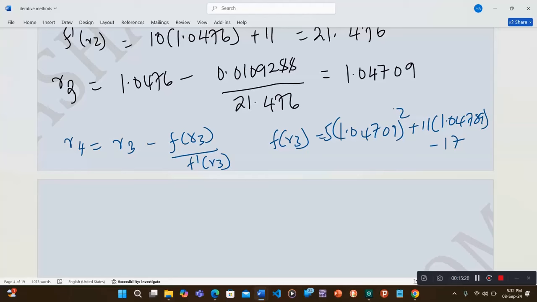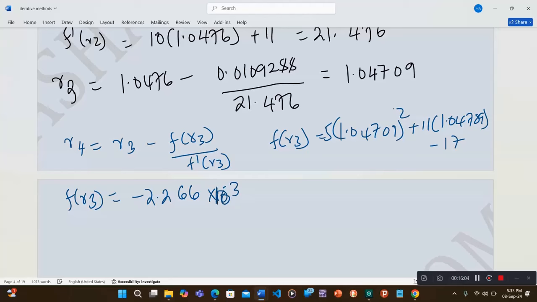If I do that, 5 into 1.04709 squared plus 11 times 1.04709 minus 17, I'm getting a value f of R3 giving negative 2.266 times 10 to the power negative 3.